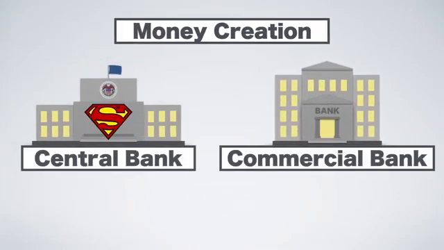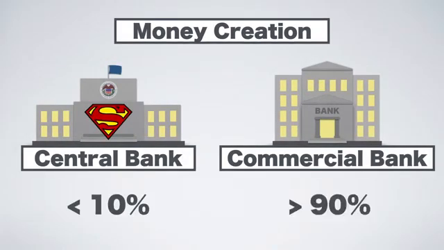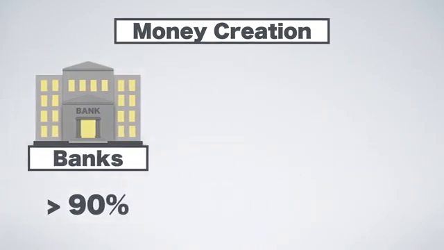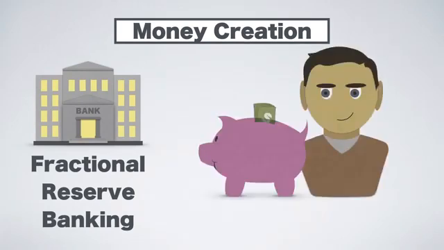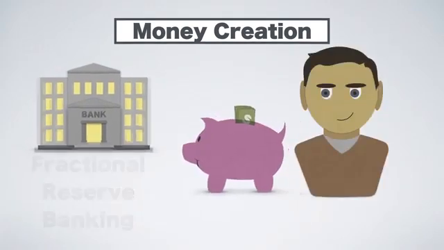However, in most nations, the central bank makes up for less than 10% of money creation. Most of it is created by commercial banks, or as most people refer to them, just banks. They use a method called fractional reserve banking, which brings us back to you. So you save your piggy bank money of $100 in an actual bank.